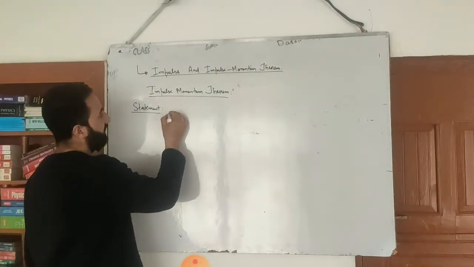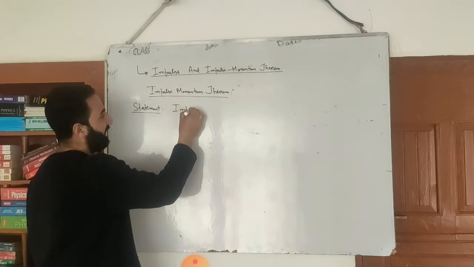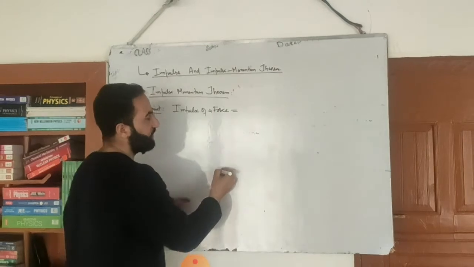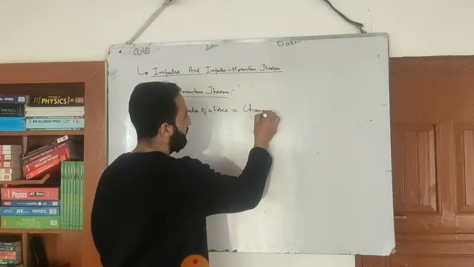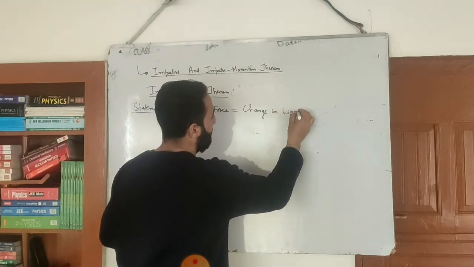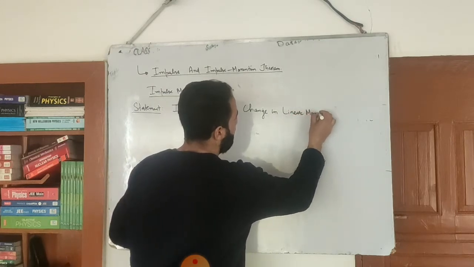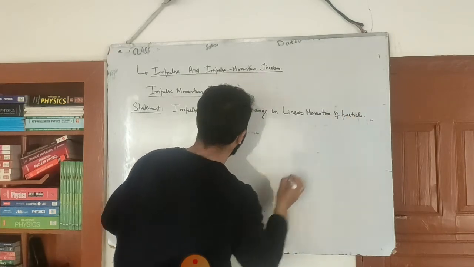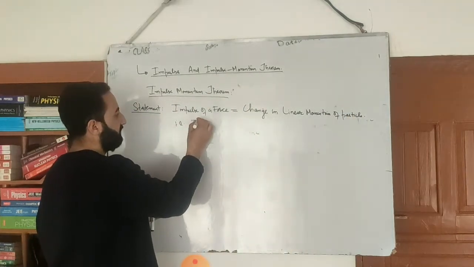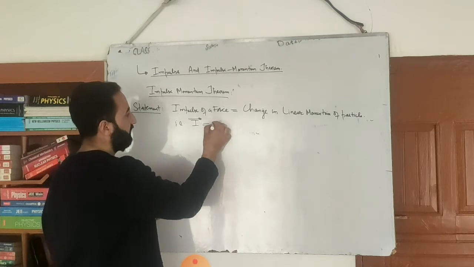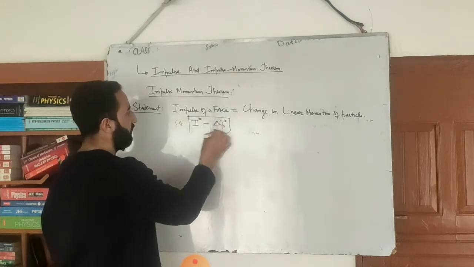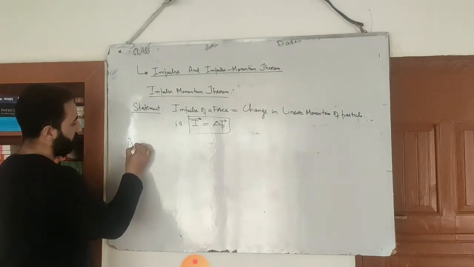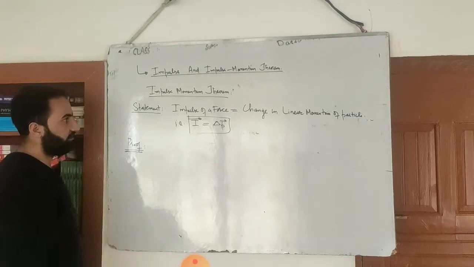The impulse of a force equals the change in linear momentum of the particle. That is, impulse is simply equal to delta P. So there's the statement and a short proof. Quite easy. Here I will write down the proof of this.